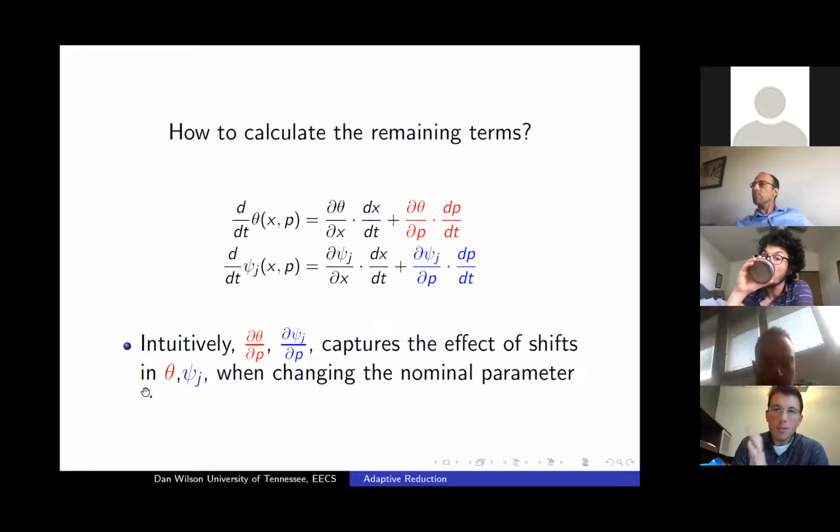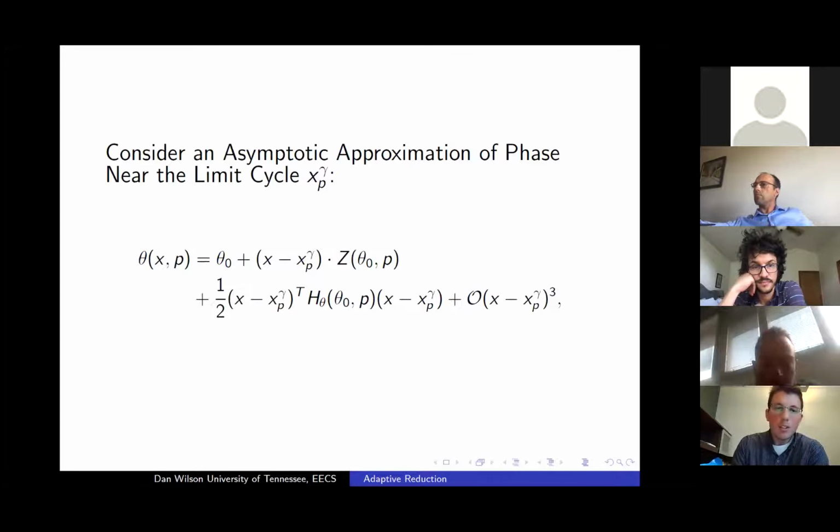The question becomes, how do we get these terms? And these are the ones that are going to tell us how our phase and our amplitude coordinates change if we change the nominal parameter set, which effectively changes the nominal periodic orbit we're analyzing everything in reference to. So we have to figure out how these are going to change in time. And it turns out we can do this relatively straightforwardly, just taking some partial derivatives.